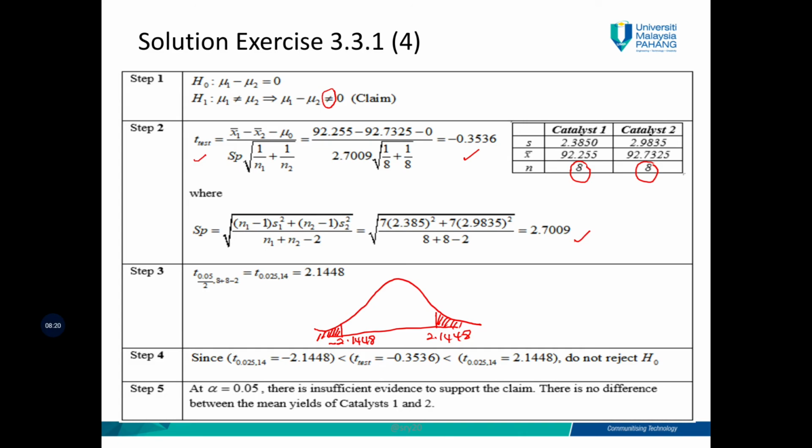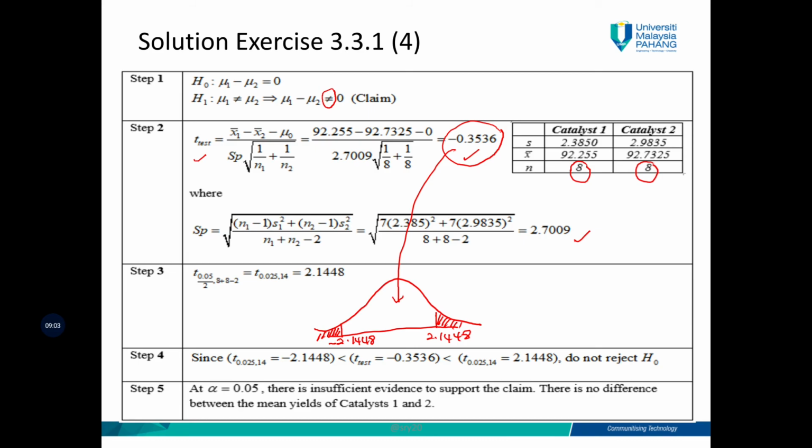To make a decision on H0, we compare the value of the t-test here with the critical values in step 3. We can see that the test statistic value lies in between these two critical values, and you need to write this in a proper form, showing that the value of the t-test is in between these two critical values. Since the t-test lies in the acceptance region, the decision is do not reject H0. So we complete step 4.